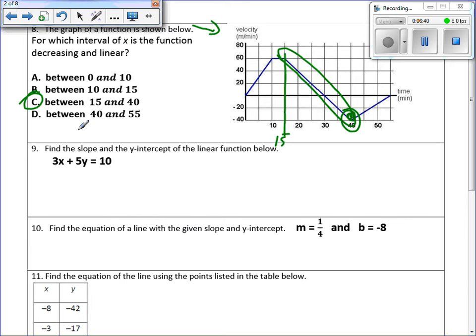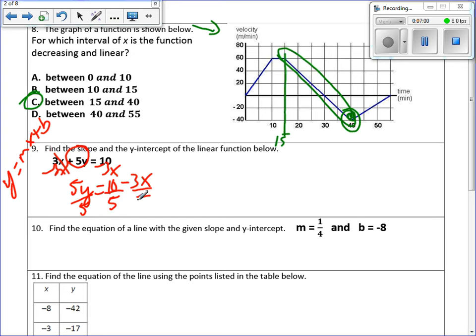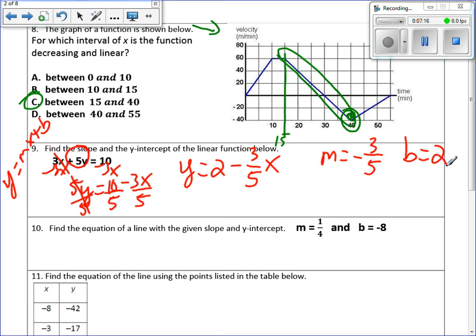Find the slope and y-intercept of the linear function below. You need to put this into slope-intercept form. Again, that's y equals mx plus b. So you need to get y by itself, so we need to do minus 3x to both sides. That will give us 5y equals 10 minus 3x. Divide each term by 5, and you'll end up with y equals 2 minus 3 over 5x. So the slope is negative 3 over 5, and the y-intercept is 2.